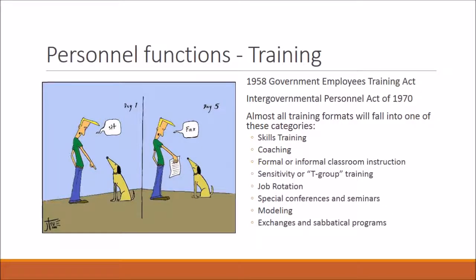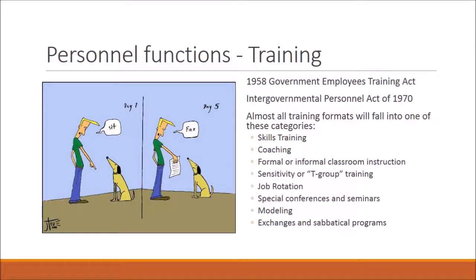Although there is great variety in training formats, almost all will fall into one of the following categories. First is skills training, which is teaching specific skills such as word processing, welding, or computer operation. Coaching, or personal instruction, in which an expert oversees the efforts of a learner and provides continual advice. Formal and informal classroom instruction, which is traditional classroom instruction, includes courses at nearby academic institutions whereby groups of employees are instructed, with jurisdictions often providing subsidies for job-related college courses.